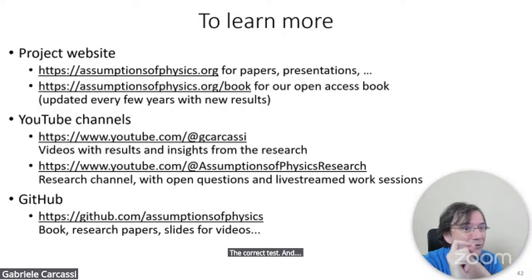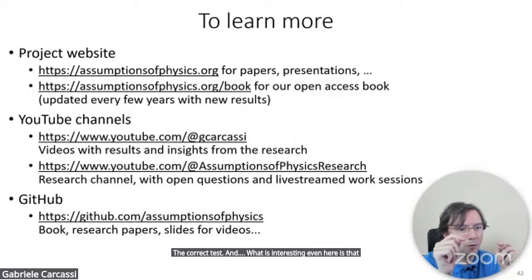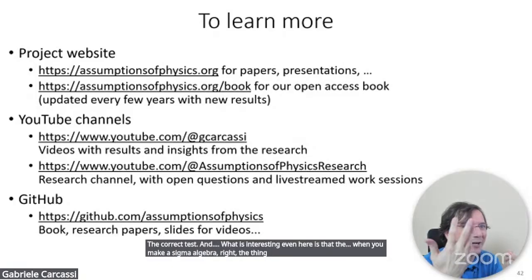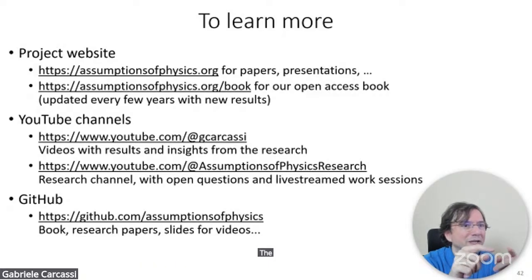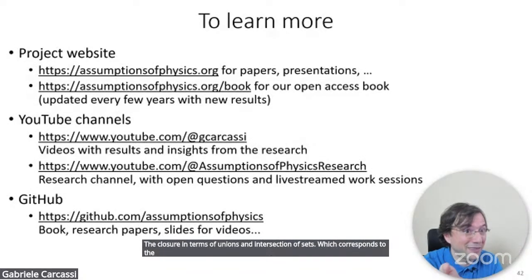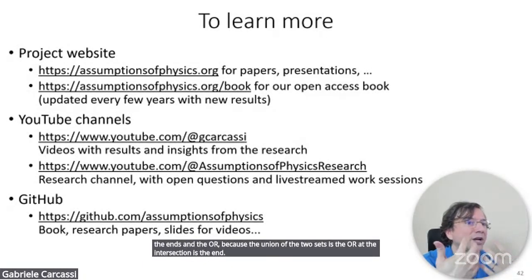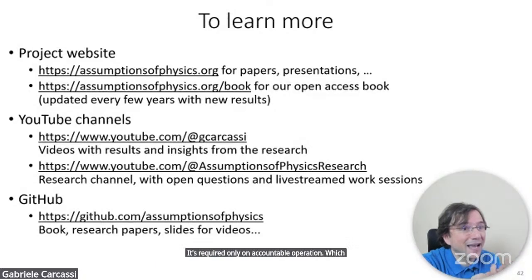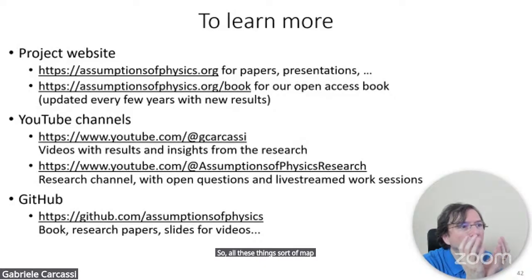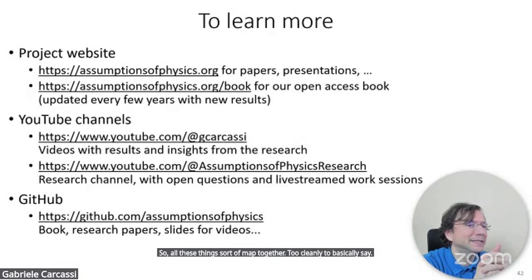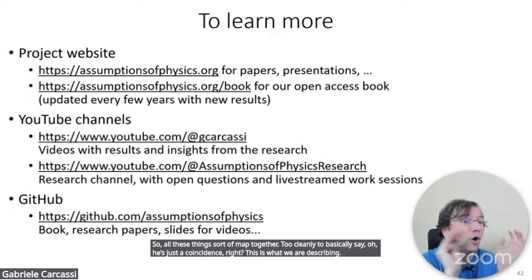And what is interesting even here is that when you make a sigma algebra, the thing where you define a probability and you define a measure for, which I'm claiming is an algebra of tests, the closure in terms of unions and intersections of sets, which corresponds to the and and the or, because the union of two sets is the or and the intersection is the and, is required only on countable operations, which is exactly the type of operation that you're guaranteed to be able to make within algorithms. So all these things map together too cleanly to say, oh, it's just a coincidence, right? This is what we are describing. So I hope it made it clear.